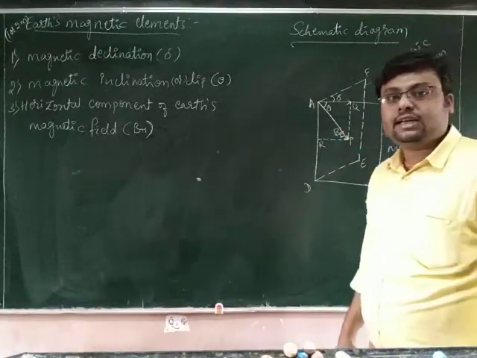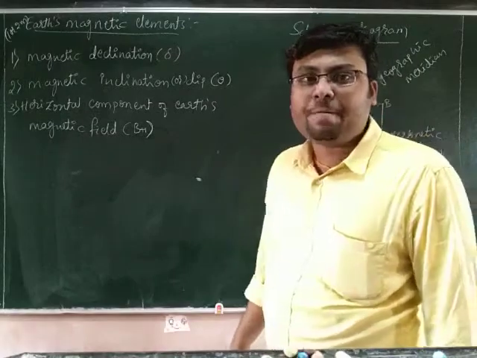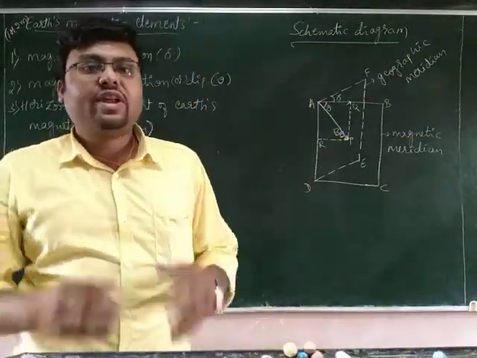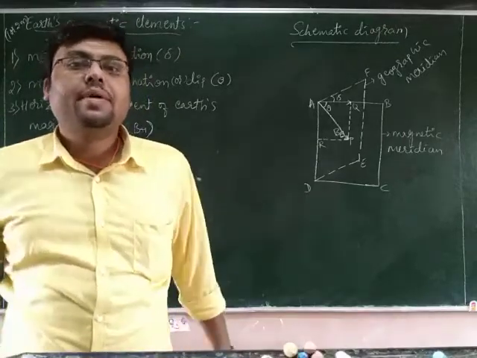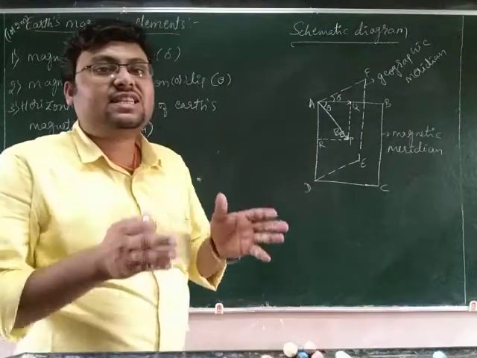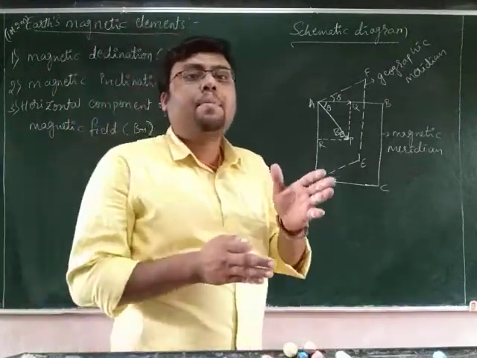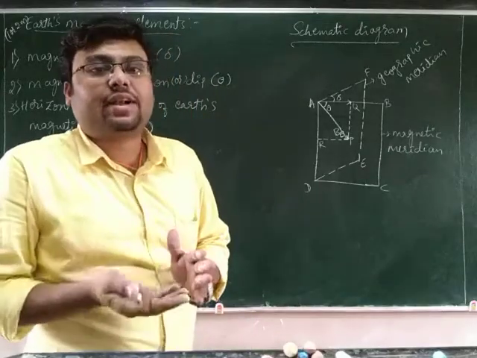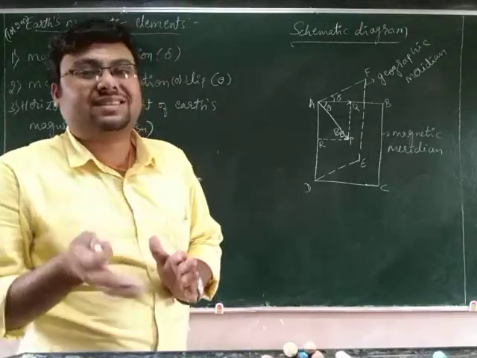What do you mean by magnetic declination, delta? It is the angle made between the geographic meridian and the magnetic meridian. What is a meridian? A meridian is an imaginary plane passing through the poles of the magnet or the poles of the earth.